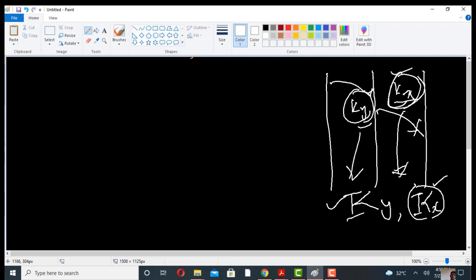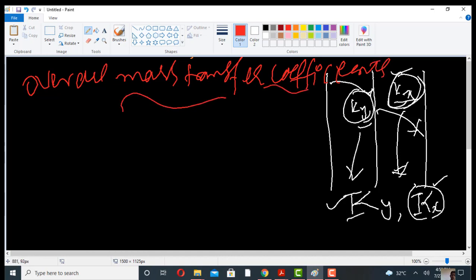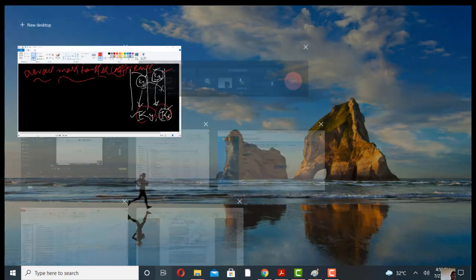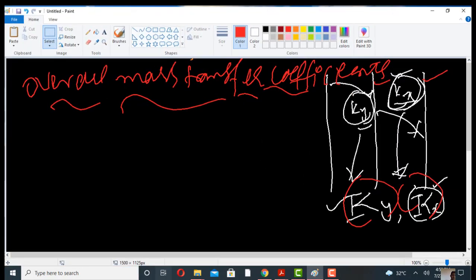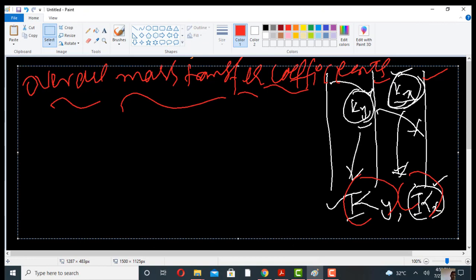So in this lecture, our main focus is on the overall mass transfer coefficient, and how we can relate the individual and overall mass transfer coefficients. We will discuss the individual and overall mass transfer coefficients in detail.